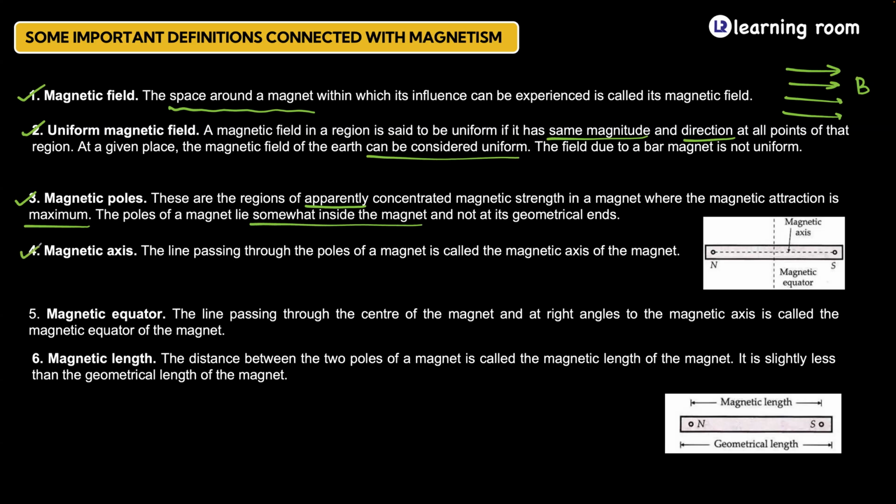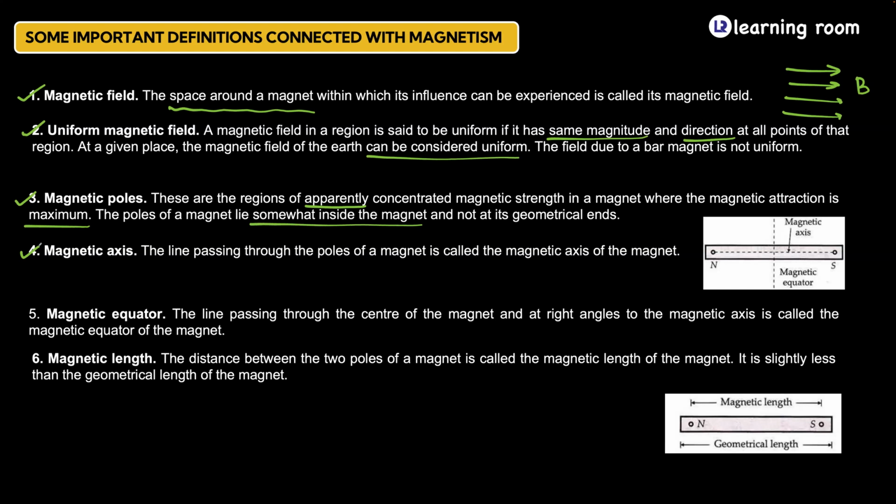So what about the magnetic axis? What do I mean by axis? Axis is basically an imaginary line that passes through something. Since here you're going to talk about a line that is going to pass through a magnet, you call it a magnetic axis. But when it comes to axis, there are two ways in which the axis can be defined.